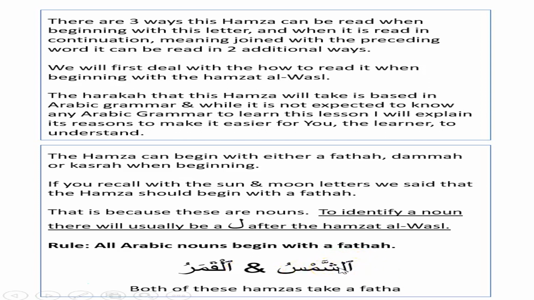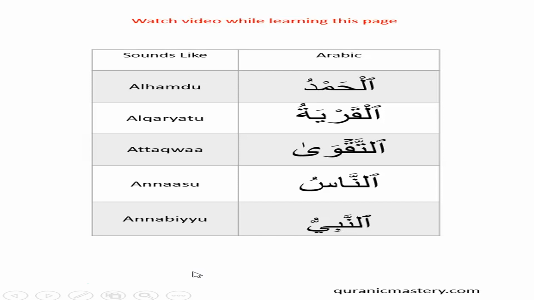There are some words in the Quran which, if you were to begin with them, wouldn't take a fatha, as they would be a verb, but don't worry about that for now. The general rule is that if there's a Hamzat al Wasl and there's a lam afterwards, and at least 3 letters after that, then if you're beginning with it, it will begin with a fatha. Just like ash-shamsu and al-qamaru. This is quite easy.